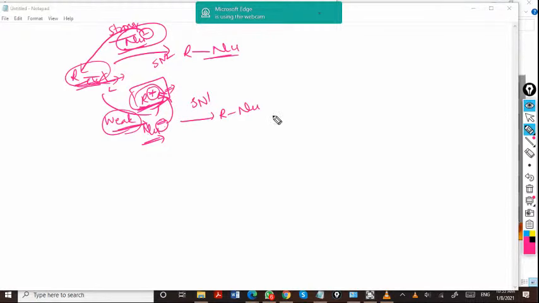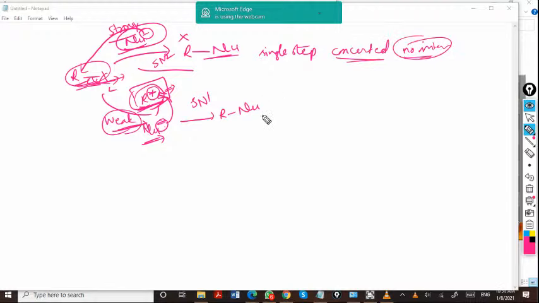Basically, the SN2 reaction will not have any intermediate, so it is going to happen in a single step. That is why it is called a concerted reaction. Concerted reaction means there are no intermediates. When it is non-concerted, then there can be an intermediate. So this is step 1 and this is step 2. SN1 will be in 2 steps.